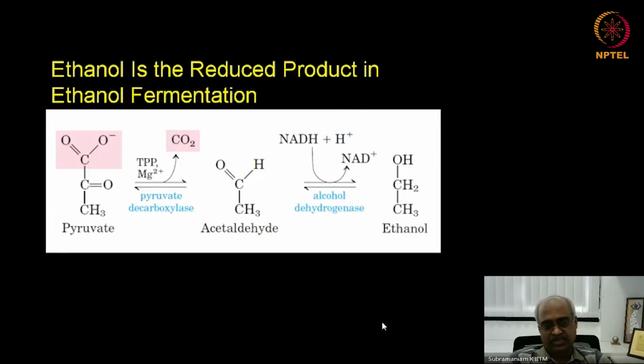So far we have seen two things about pyruvate. One, pyruvate can become lactic acid and thereby regenerate the oxidized NAD required for an earlier step in glycolysis. Second, in yeast, due to the action of pyruvate decarboxylase, pyruvate can become ethanol via acetaldehyde. So this is the alcohol fermentation, where glucose is fermented to ethanol in the absence of oxygen.